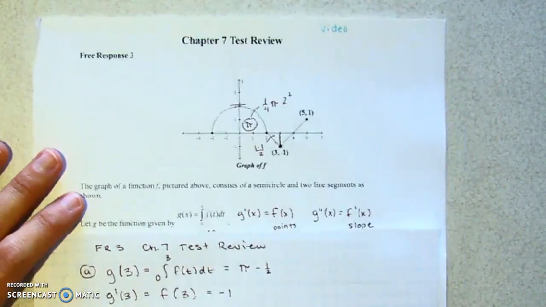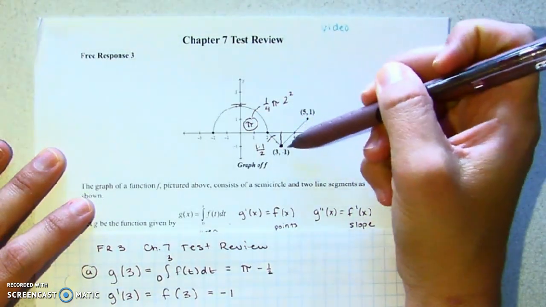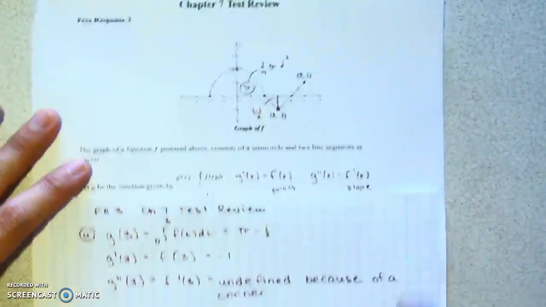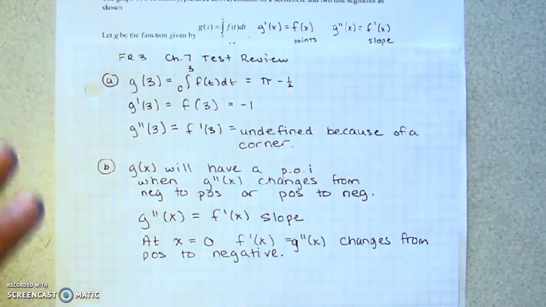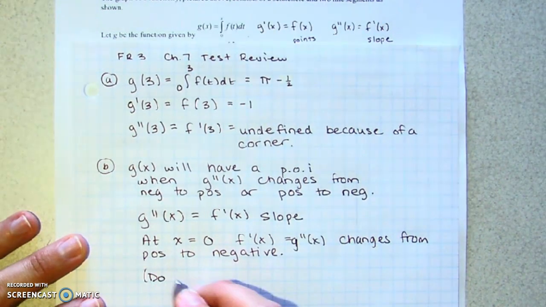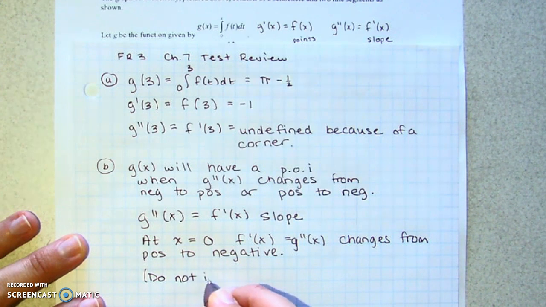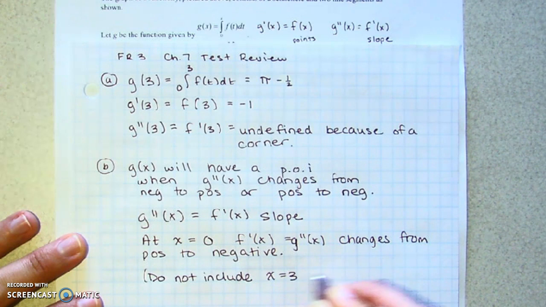Okay, now this slope is negative, negative, negative, negative. Here it changes to positive, positive, positive, but this is a corner and we've already declared that the f prime of 3 is undefined, so we can't include that. So you would lose a point if you include that. Do not include or count x equals 3 because of the corner.